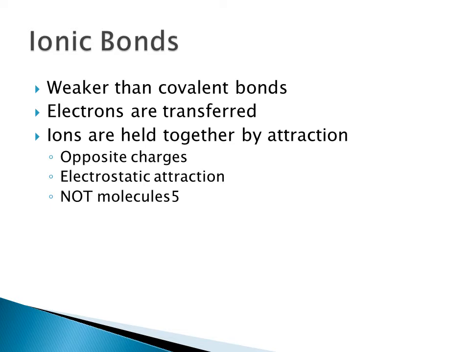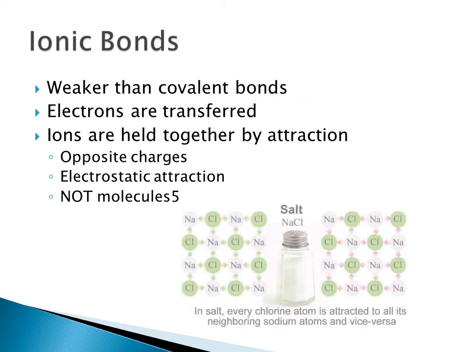On the other hand, we have ionic bonds, which are much weaker than covalent bonds, and that's because electrons are being transferred. So there's no sharing of electrons. It's not that both atoms really want the electrons for themselves. It's that one atom wants to get rid of electrons and another one wants to gain electrons.